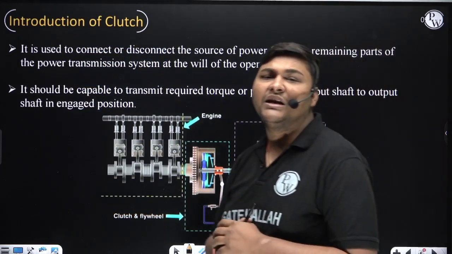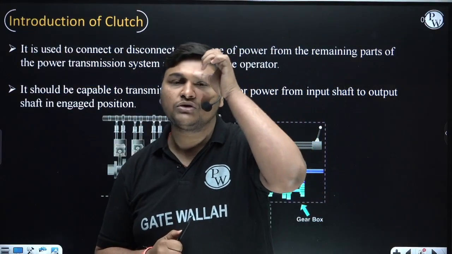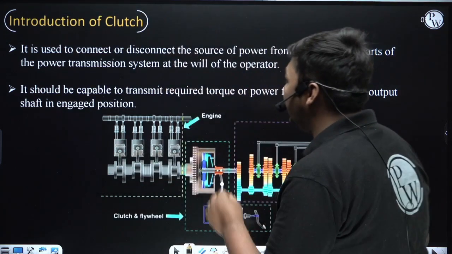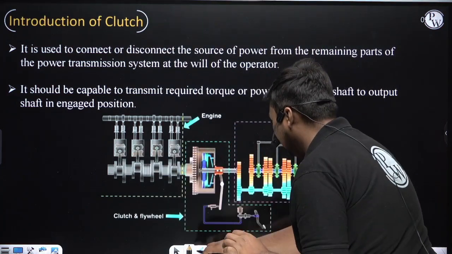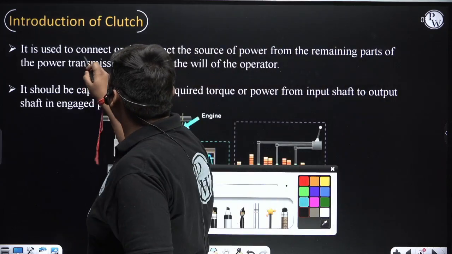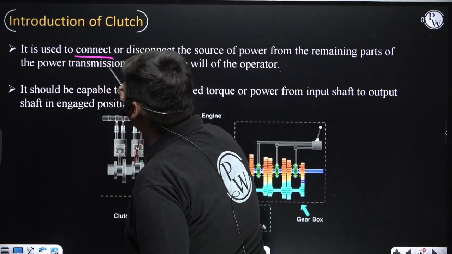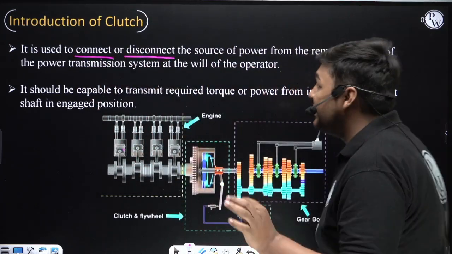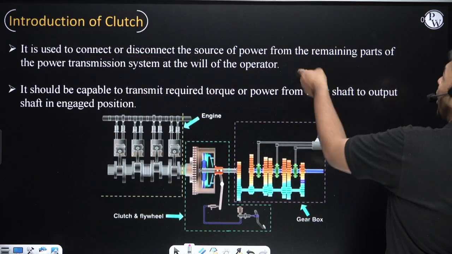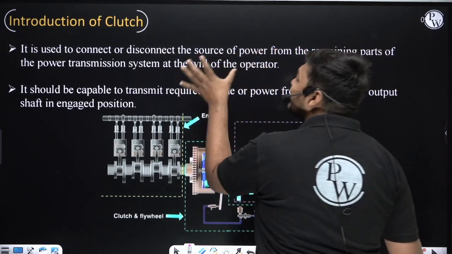Here we will discuss what is clutch and what is the basic purpose of clutch. You already know, in automobiles everybody has used a clutch while driving a car or bike. What is clutch? It is used to connect or disconnect the source of power from the remaining part of the power transmitting system, up to the wheel of the operator.